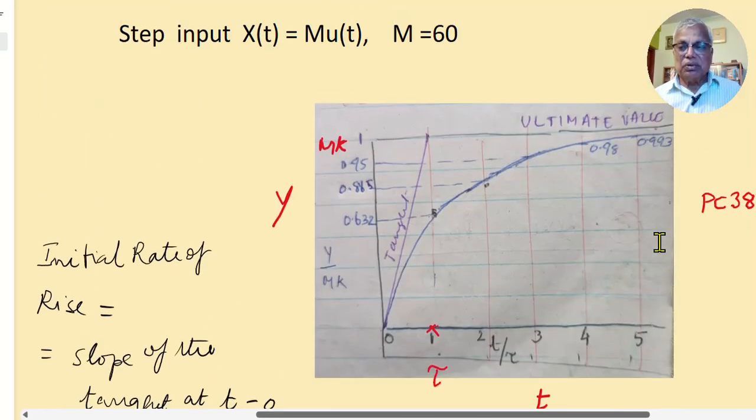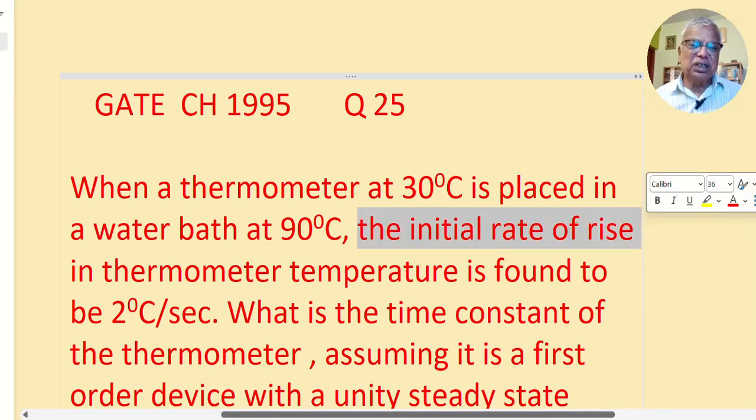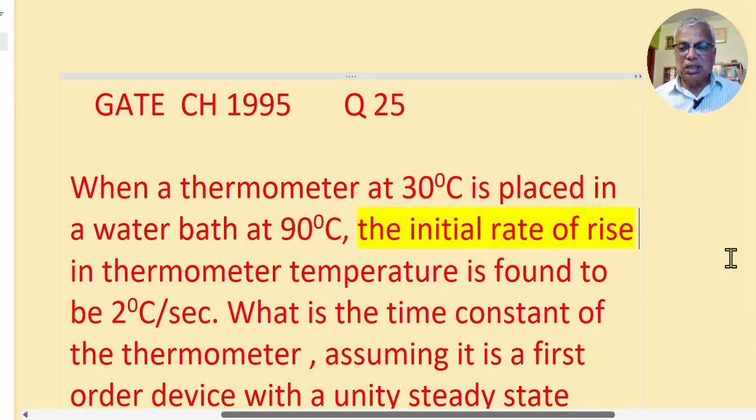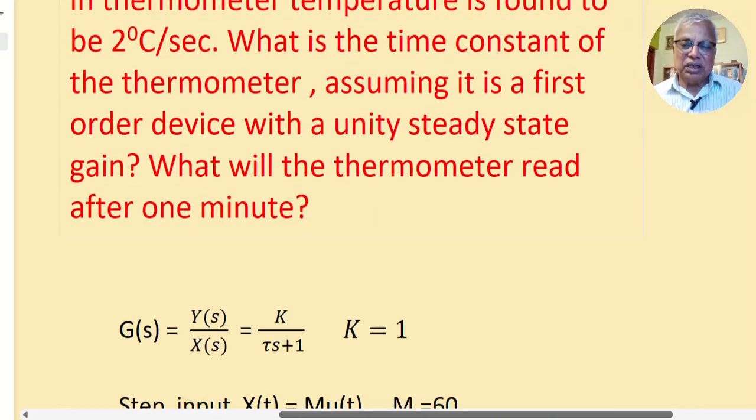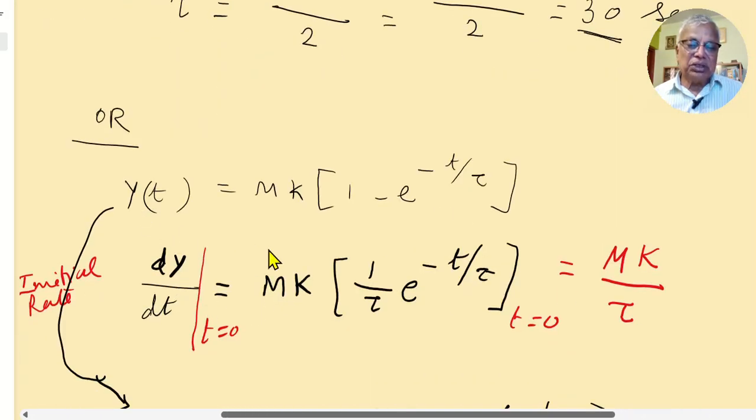Simple question. The only thing that is new here is this initial rate of rise. Initial rate of rise is given. That is the new thing in this, but it is not very difficult. So we understand the concept. Initial rate of rise is shown by this tangent at t equal to 0, or you can get it from this equation as well.